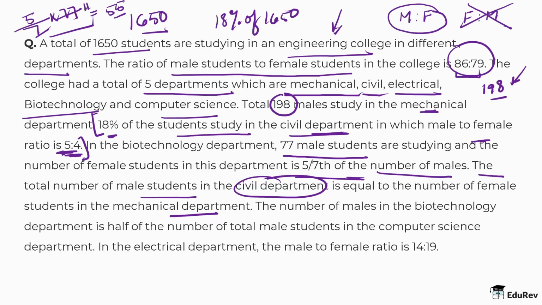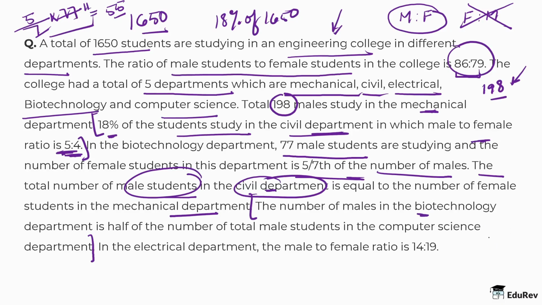That number will be equal to the male students in what? Your civil department. Correct. So the number of males in the biotech department is half of the number of total male students in the computer science department. Okay. So in this statement, what are they doing? They are basically comparing the males in your biotech and your computer science. So they are basically saying that the number of males in your biotech department is half of the number of male students in your computer science.